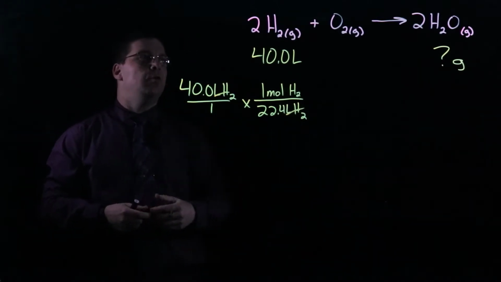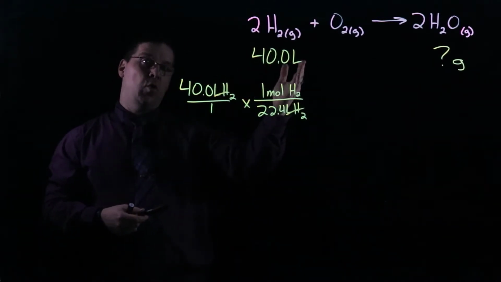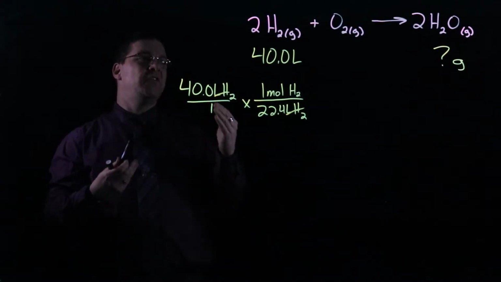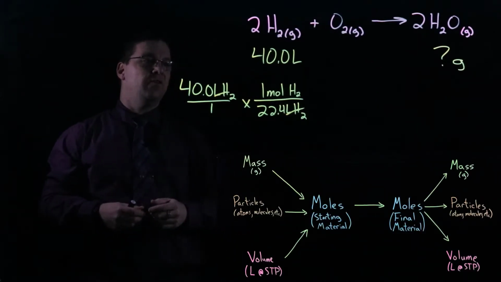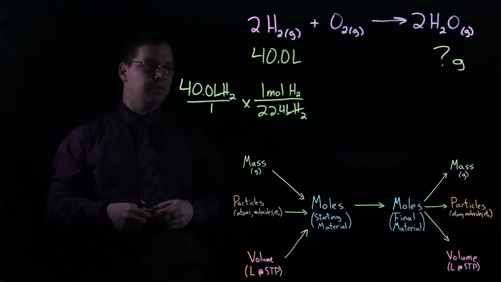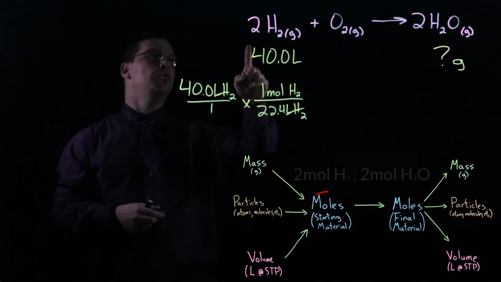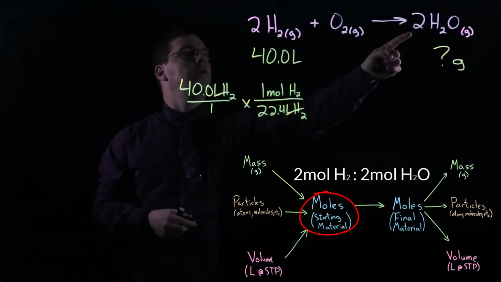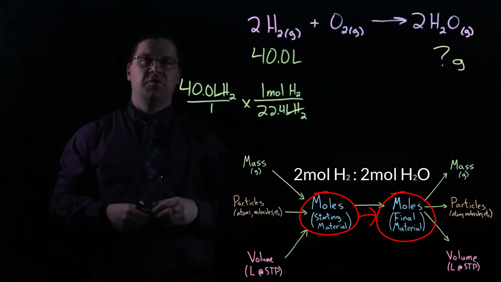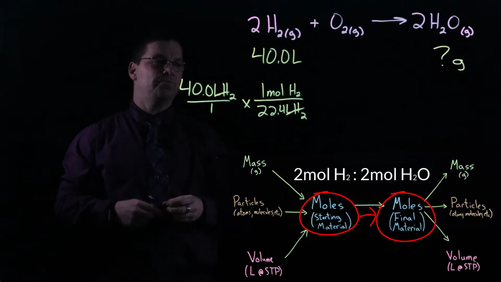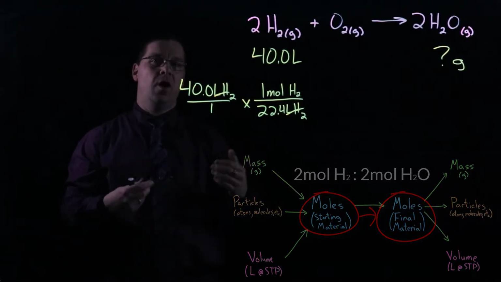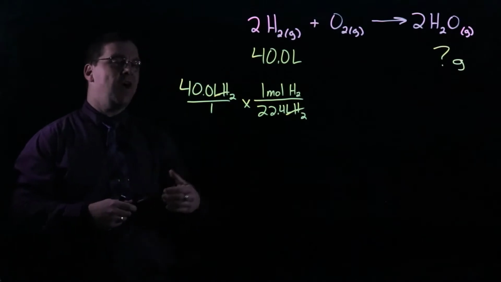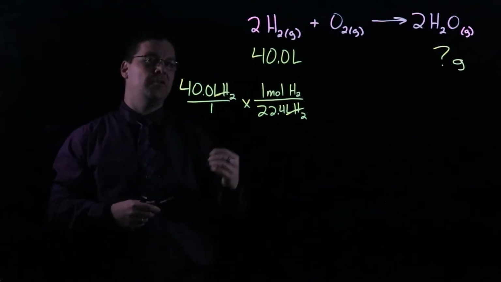And now we need to look to our recipe, our equation, and determine what's the relationship between this particular reactant and the product that we're looking for. In this case, we have 2 moles of hydrogen for 2 moles of water, so essentially it's a 1-to-1 ratio. The next step that we write is going to be a ratio of those moles. The final material will go on top, the starting material will go on the bottom.